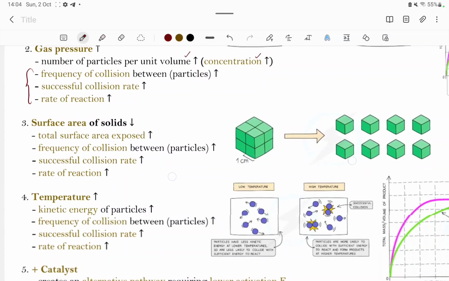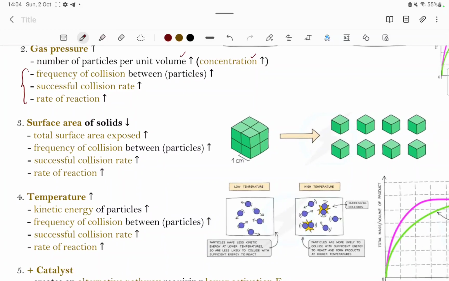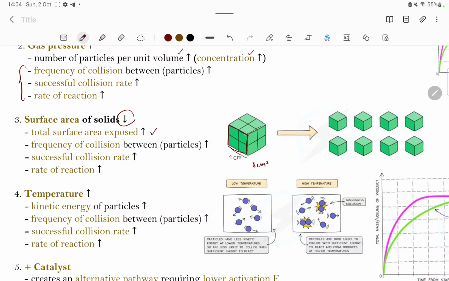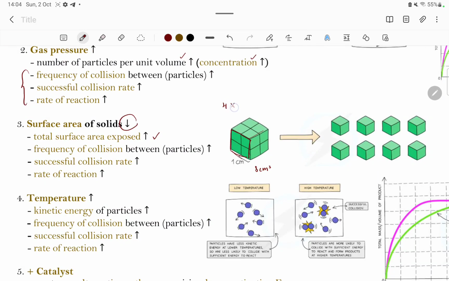Surface area of solid. This one is that when the size decreases, the rate of reaction increases. Because if the size decreases, the total surface area exposed is actually increased. So you see this one: 2 cm, 2 cm, 2 cm. This is 8 cm cubed. And then the surface area: 2 times 2, and then we have 6 sides. So 4 times 6, 24 cm squared. This is the surface area.